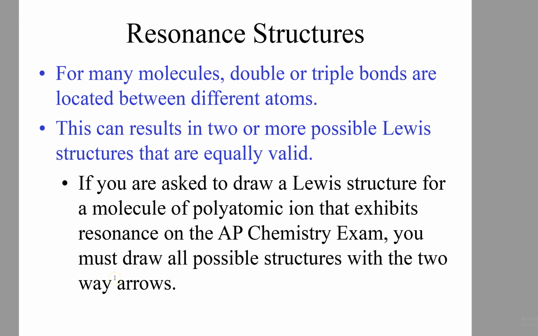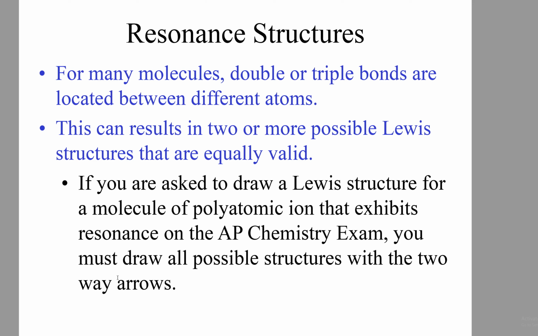Today's video, we're going to talk about resonance structures, specifically what happens when you have double or triple bonds between different atoms, and more importantly, this idea of Lewis dot structures. When you think of resonance structures, what you're really talking about is having multiple Lewis dot structures for these specific, I guess you want to call them, electron arrangements.